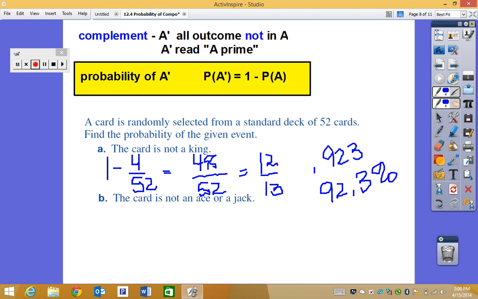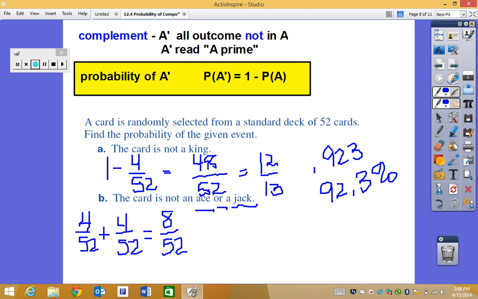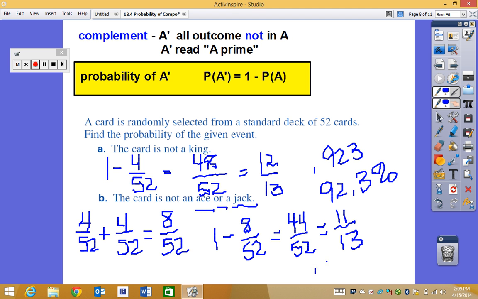Now, how about the card is not an ace or a jack? So there are 4 aces in the deck, and there are 4 jacks in the deck, and they have nothing in common, so that is 8 cards. But I do not want to pick an ace or a jack, so I'm going to subtract that, and that gives me 44 out of 52 as my probability of picking a card that is not an ace or a jack, which reduces to 11 out of 13, which is approximately 0.846 or 84.6%.